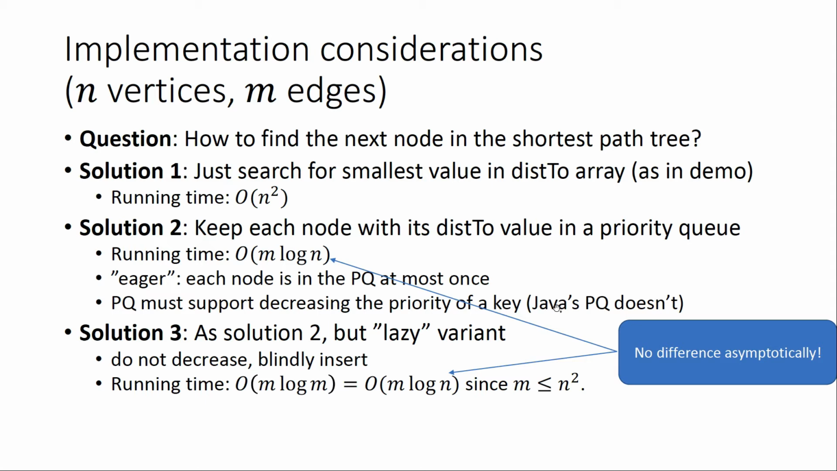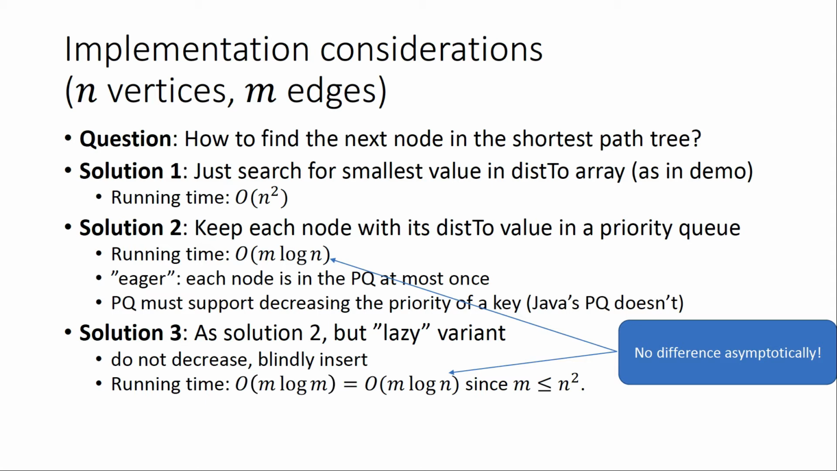But the problem is that you need this decrease key operation. You have to say, those are the elements in my priority queue, and this element over there, its priority was updated from 15 to 12. There are some priority queue implementations that can do this. Java's priority queue doesn't do this. So there's no way of decreasing a key.